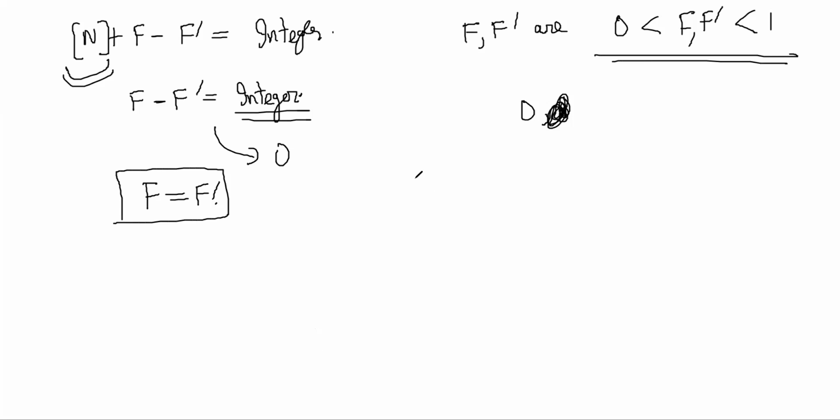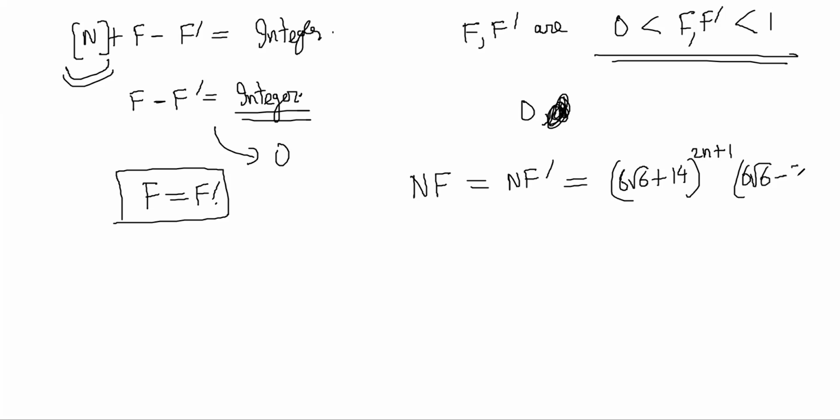And now you want to find out n into f. That is n into f dash, which becomes 6 root 6 plus 14 to the power 2n plus 1, multiplied by 6 root 6 minus 14 to the power 2n plus 1, and that becomes 20 to the power 2n plus 1. That is the answer.